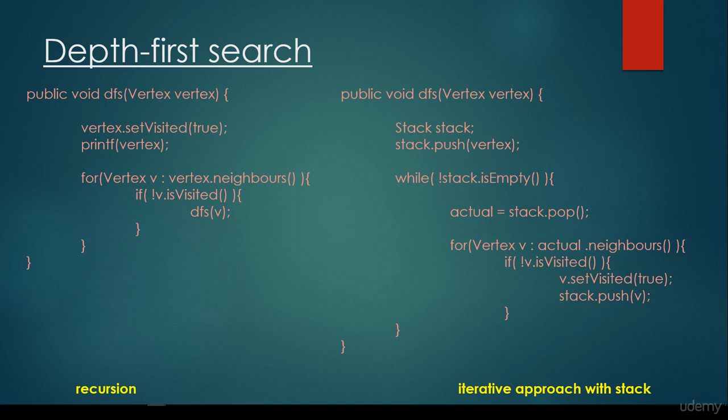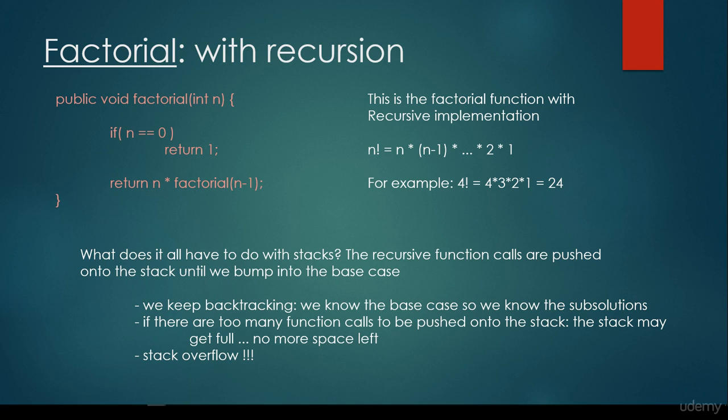And basically, this recursive method call can be transformed into a while loop, and in the while loop we have to use a stack. We have to iterate until the stack is empty, and we just have to push vertices to the stack. So this is how we are able to transform a recursive method implementation into an iterative approach, and the iterative approach into a recursive implementation.